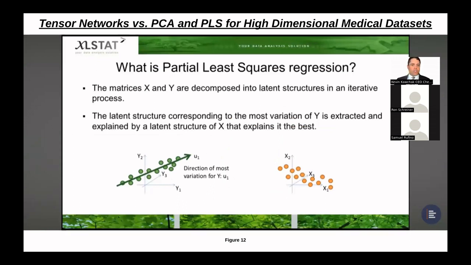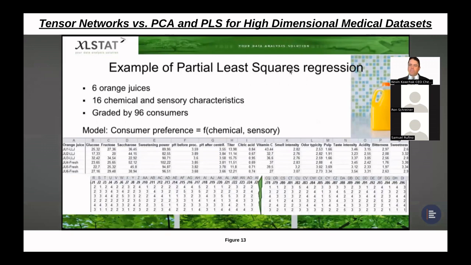So here's another lecture too. And basically what you see here is the direction of most variation. It takes a while to go through all of these charts, but you typically see these on a 2D plot, and in this case it is actually 3D, but they're decomposed into latent structures. There's a lot of similarities between the three: PCA, PLS, and then tensor networks.